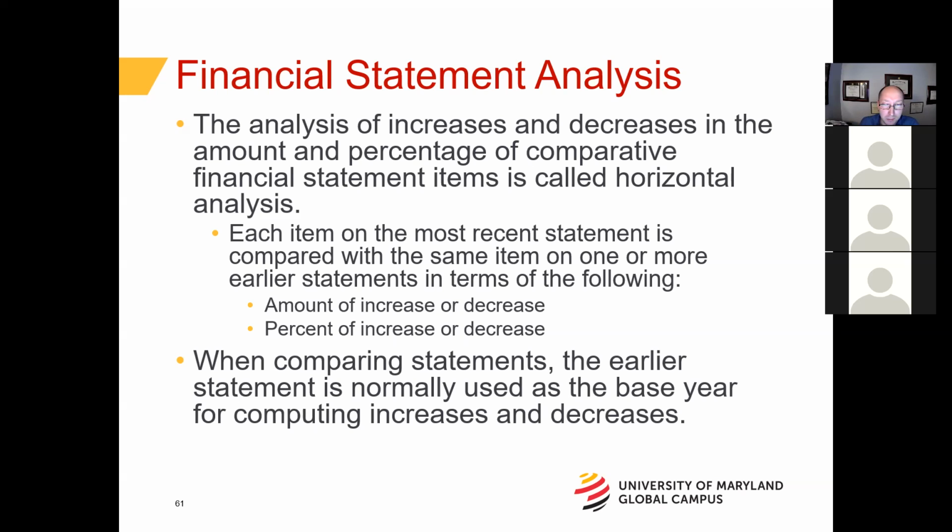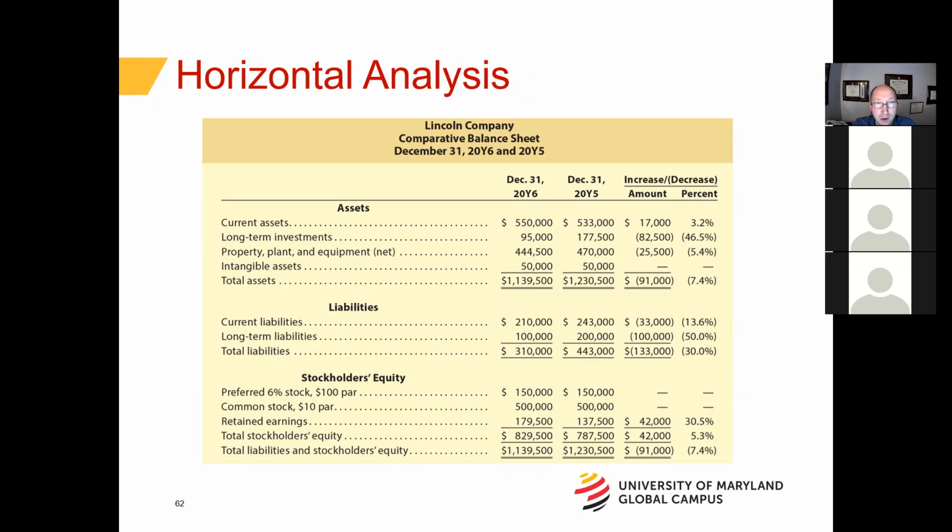So when you calculate the percentage, you use the base year. Okay, I'm going to show you how we do that. Here's an example of the horizontal analysis. Here we're comparing two different years. You see on the very right side of the balance sheet, we see increase, decrease in amount and percentage. For example, total assets: we have a decrease of total assets of $91,000. How do we get there? We took 2016 minus 2015 to get the change in dollar amount. And it's the same formula for every line item: the new year minus the older year equals the change in dollar amount.